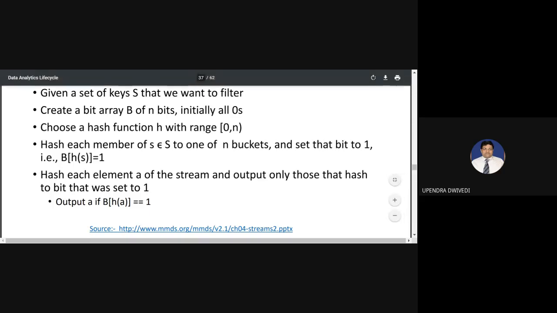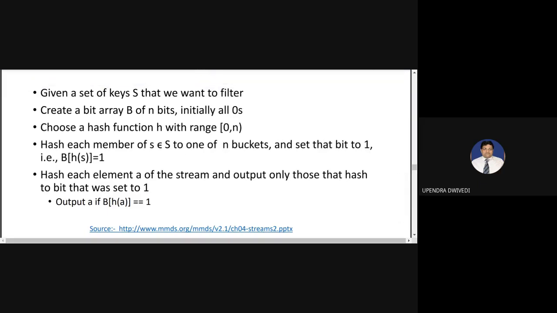Now, how can we do that? We have to first create a bit array B of n bits. So basically, a bit array has a size from 0 to n. Initially, we'll fill all the values inside the bit array as 0. Then we take a hash function with the range 0 to n.